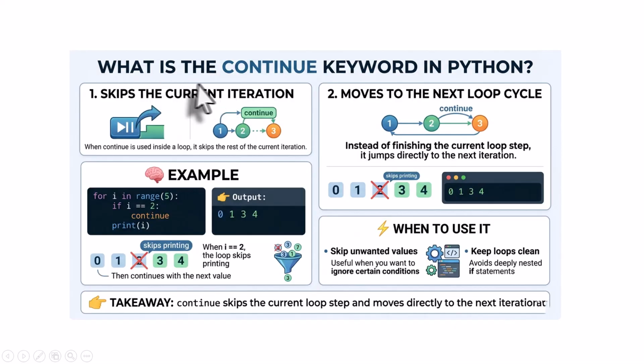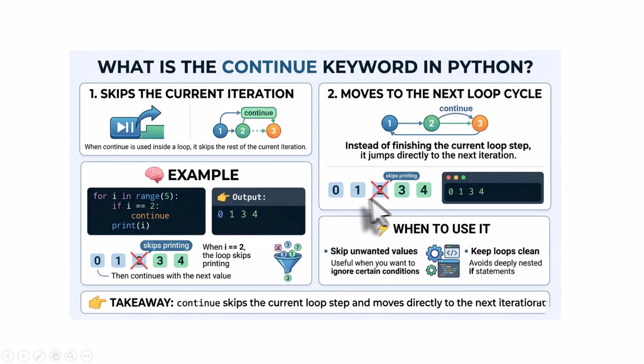Now let's understand what is the continue keyword in Python. Continue skips the current iteration. That is, when continue is used inside a loop, it skips the rest of the current iteration and moves to the next loop cycle. That is, instead of finishing the current loop step, it jumps directly to the next iteration.